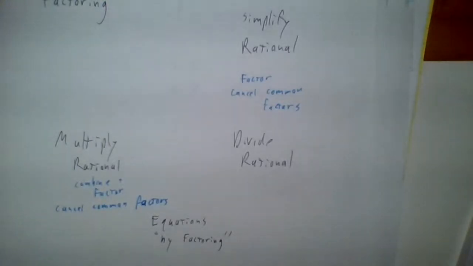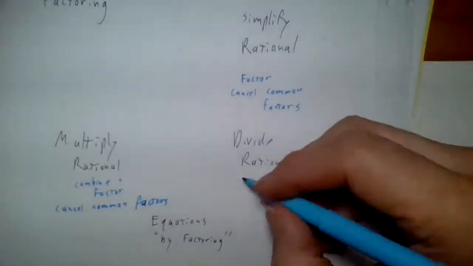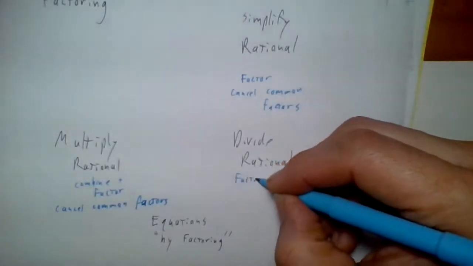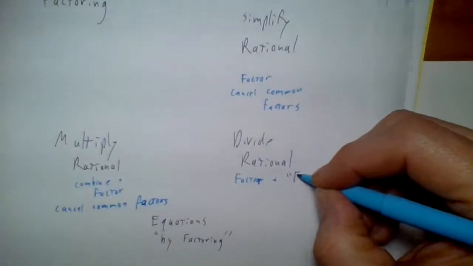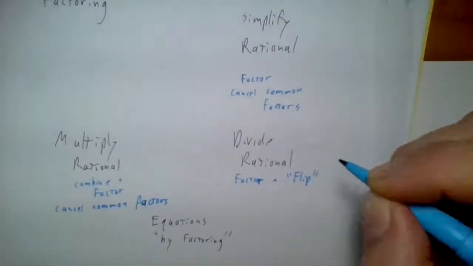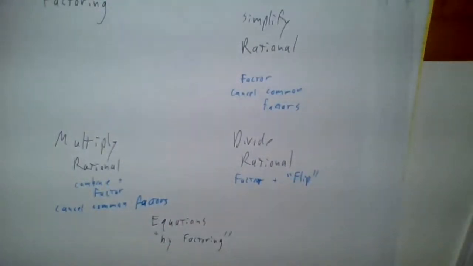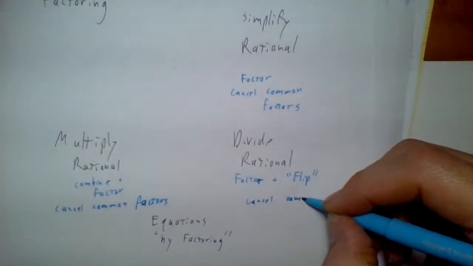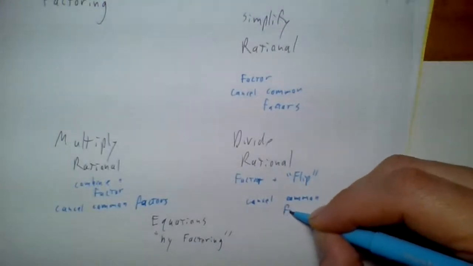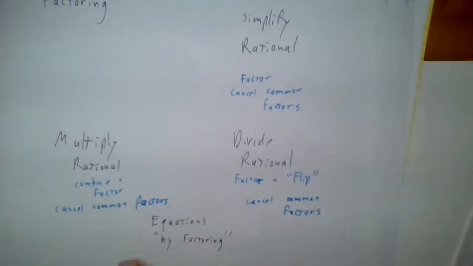There's only a little bit more work if it's a divide problem. You're going to factor, and I'm just going to say flip. Right here, you're doing the reciprocal of that second one, so that second one gets flipped over when you write it in factored form. And then you're canceling common factors. That's the thought process for those.